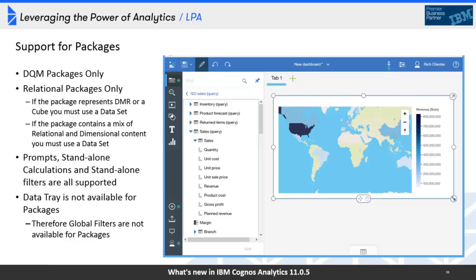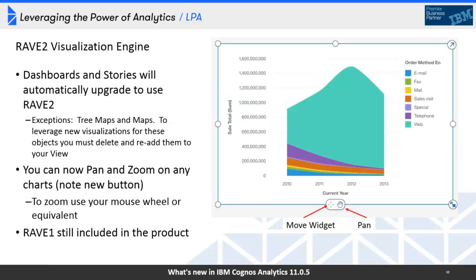Okay, so we now can use DQM relational packages as sources for dashboards. So now the source list is data modules, uploaded files, data sets, and DQM relational packages. And you can mix and match those sources on a dashboard or a story. The Rave 2 engine, I've sort of told you a lot about this.